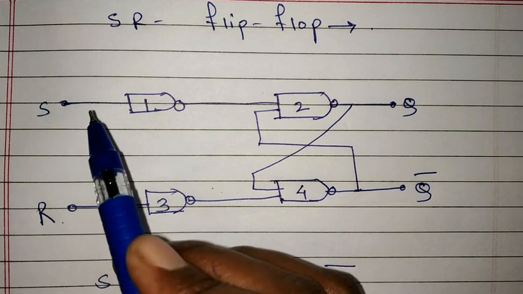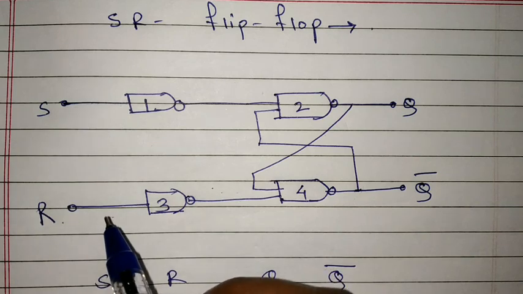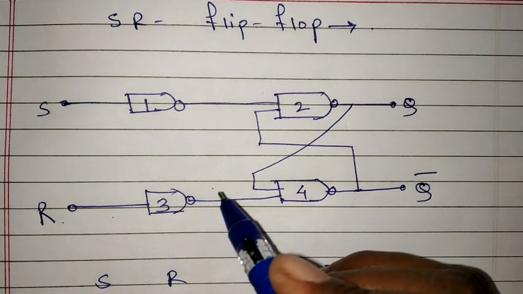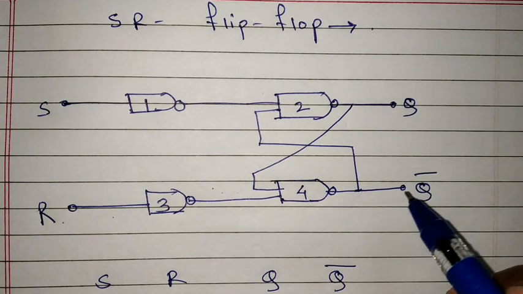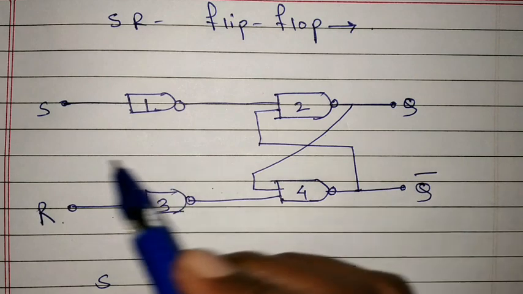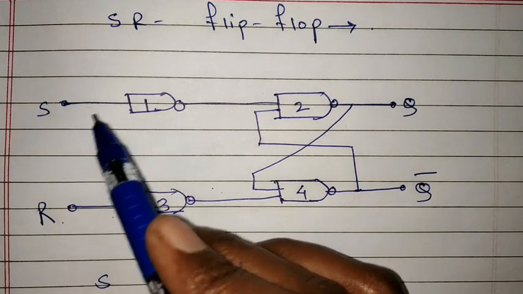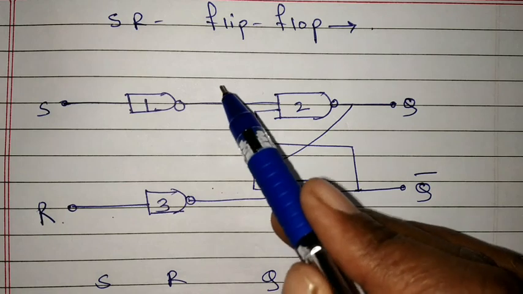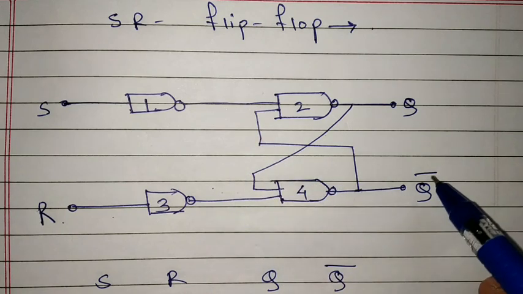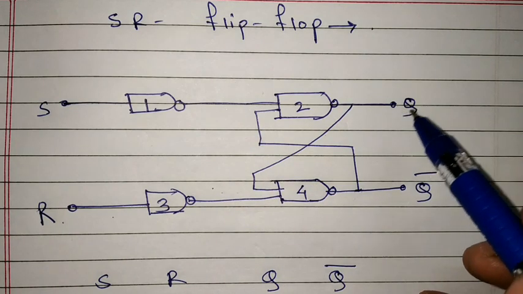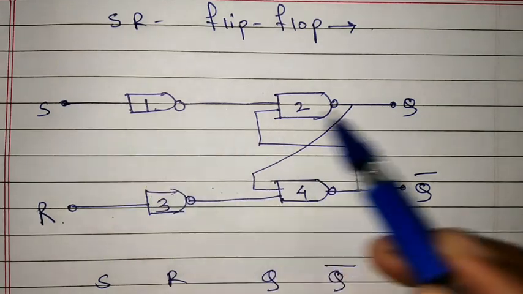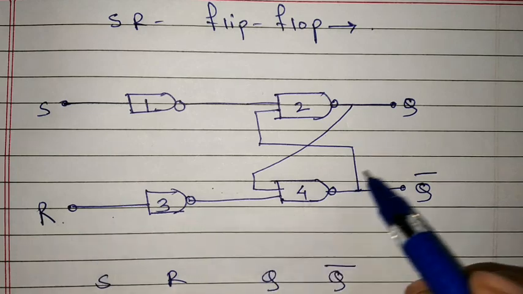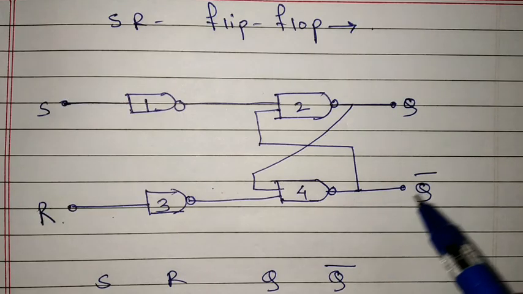Now see the next condition. If S is 1, R is 0, means this is 0 and this will be 1. At that time this is 0, means Q will be 1 and Q bar will be 0. Now see the third condition. If S is 0 and R is 1, then this will be 1, this will be 0, so Q bar will be 1 and Q will be 0. So this is the set and reset condition. If set is 1, output will be 1. If reset is 1, then the circuit output will be 0 and Q bar will be 1.